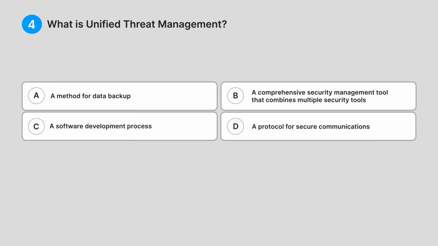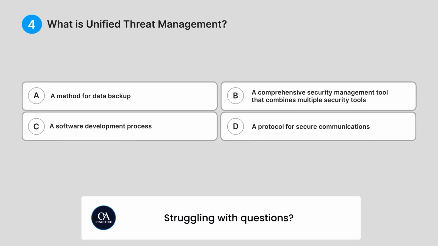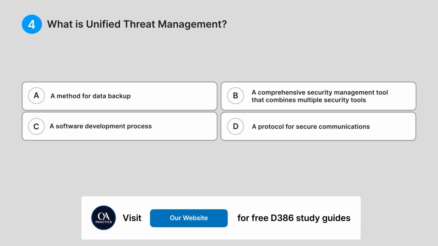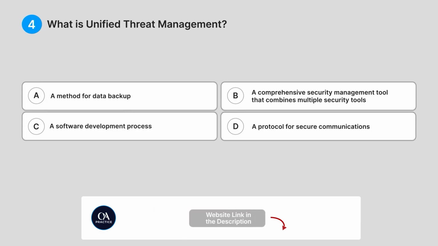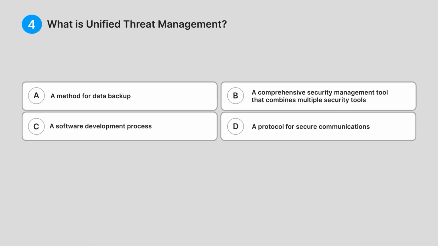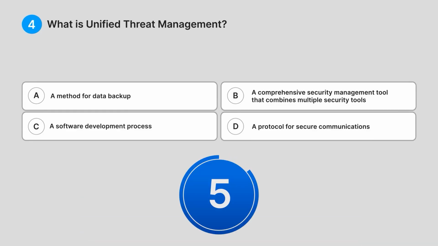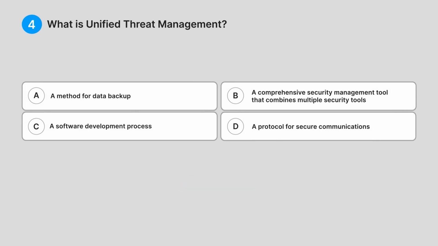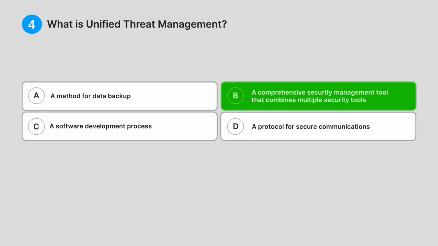4. What is unified threat management? A. A method for data backup. B. A comprehensive security management tool that combines multiple security tools. C. A software development process. D. A protocol for secure communications. Do you know the answer? Correct answer, B. A comprehensive security management tool that combines multiple security tools.